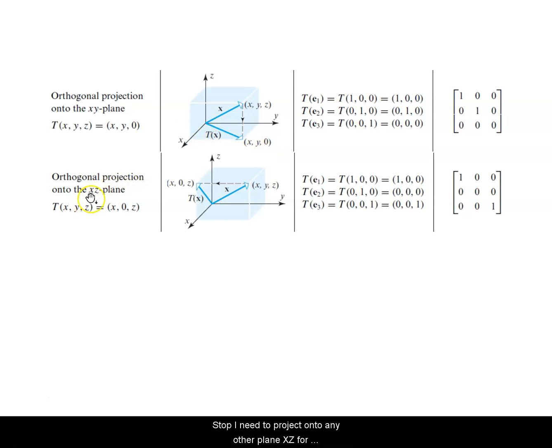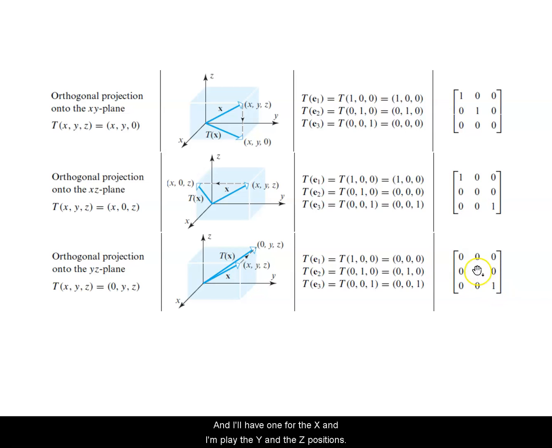If I need to project onto any other plane, xz for example, I'm taking away the y component. So the y component is 0, but I have my x and z world still available, okay? If I need to project onto my yz plane, which one do you think I'm going to take away? I'll give you a second. What do you think this transformation matrix will look like? There's kind of only one case left, right? Obviously, this column will be all zeros, and I'll have ones for the x and the y and the z positions.